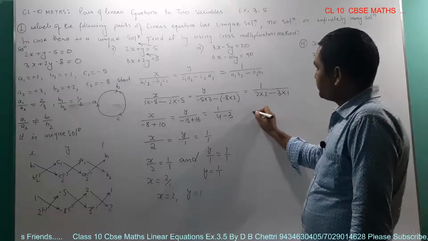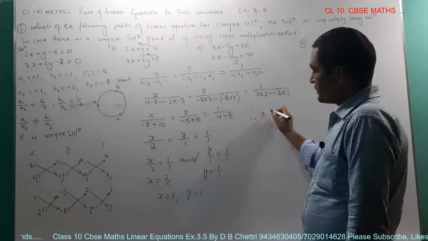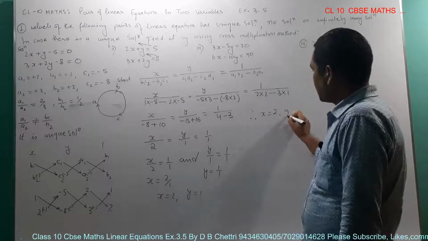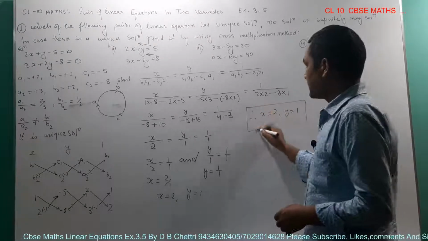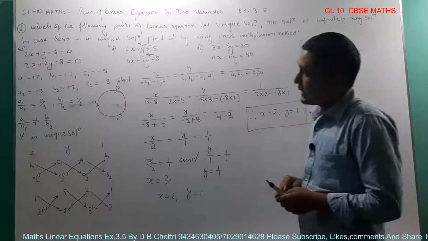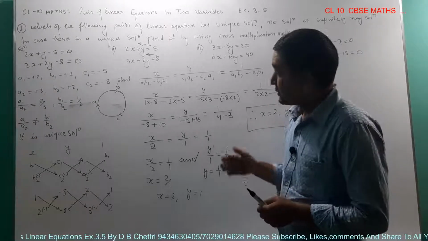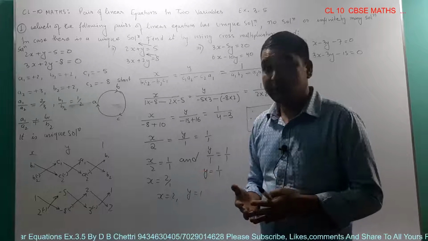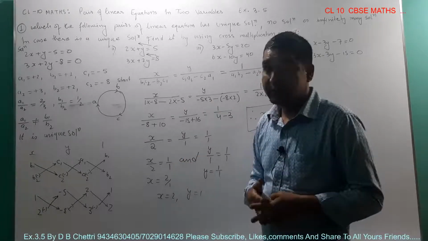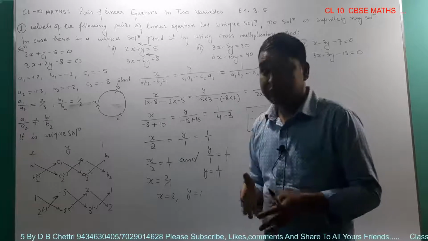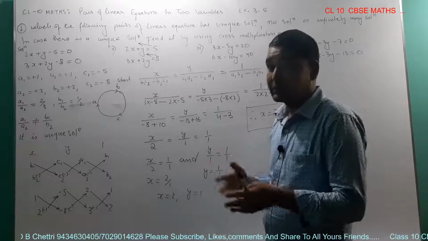Now therefore we got the value of x is 2, then y is 1. This method is called the cross multiplication method. When you solve it the first time you will feel a little difficult, and I'm requesting you all to go through this video again and again and try to solve other questions from your textbook. Then if you have any problem, ask me.